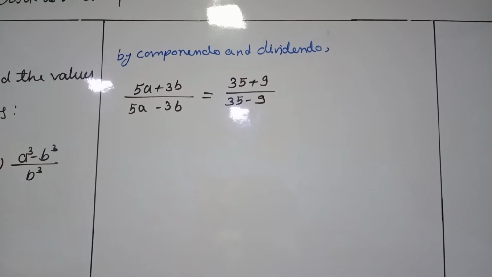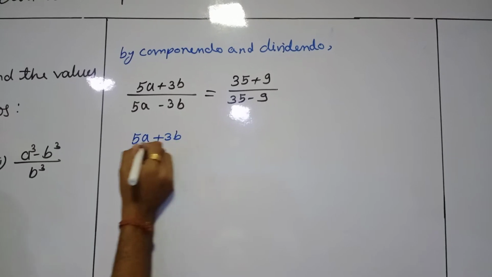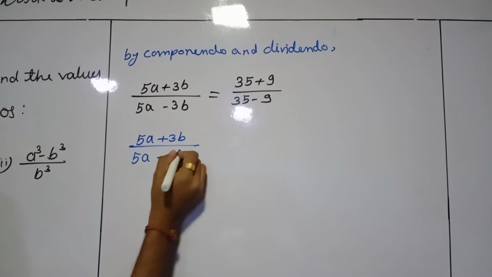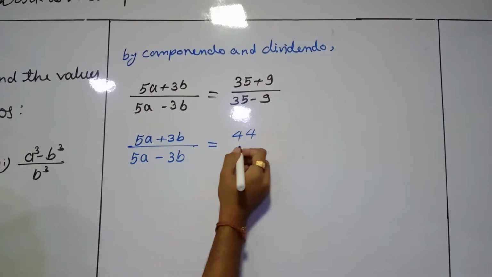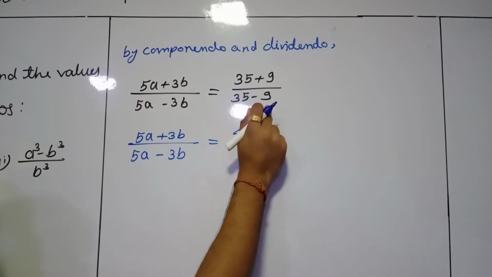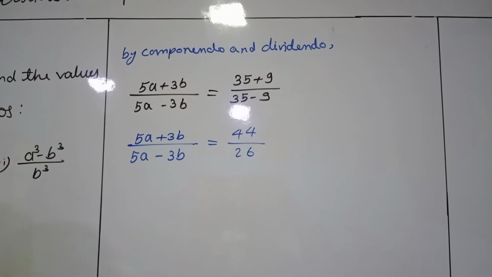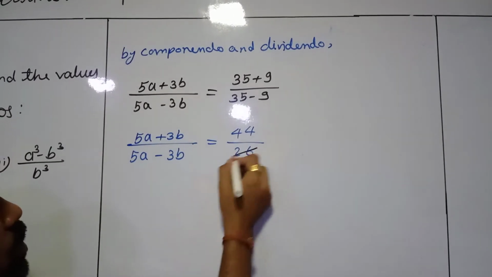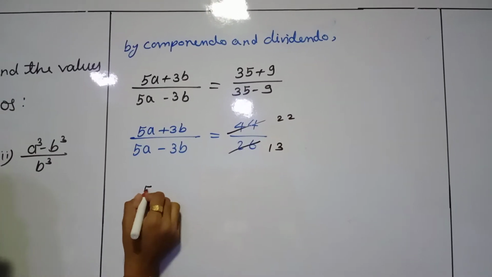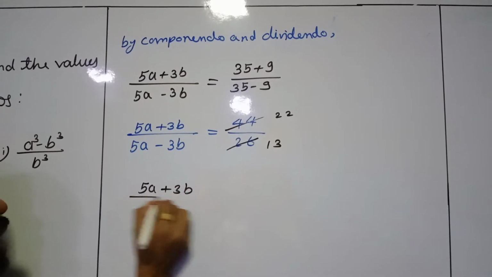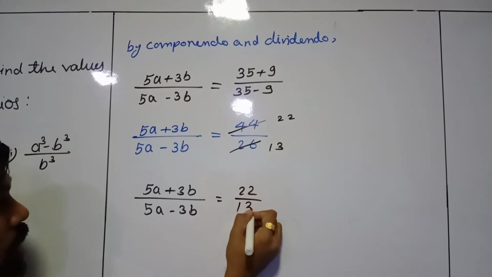Yes, we can do that. So what is the next step? 5A plus 3B upon 5A minus 3B is equal to 35 plus 9, that will become 44, and 35 minus 9, that will become 26. Now you can do the cancellation. We can cancel by 2. 2 1s are 2, 2 3s are 6, 2 2s are 4, 2 2s are 4. So we get 5A plus 3B upon 5A minus 3B is equal to 22 upon 13.